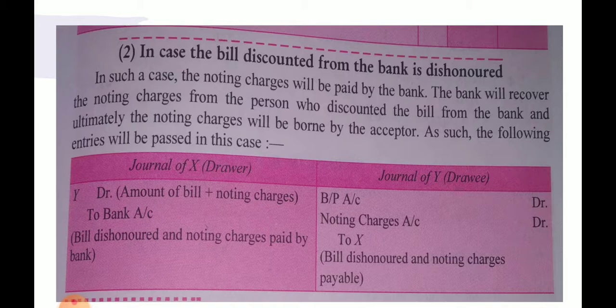Sometimes a bill which is discounted from the bank is dishonored. In such a case the noting charge will be paid by the bank. The bank will recover the noting charge from the person who discounted the bill, and ultimately the noting charge will be borne by the acceptor. As such, the following entry will be passed. First, in the books of the drawer: Y to bank, amount of bill plus noting charge. And in the books of the drawee: BP account debit, noting charge account debit, to X, because noting charge is an expense. So here this video ends.